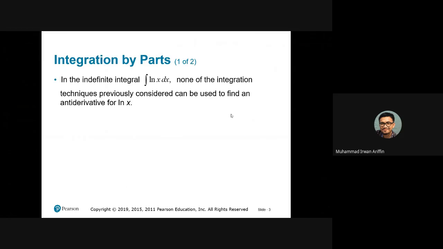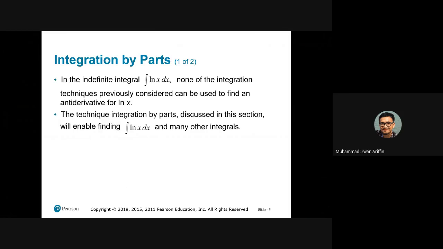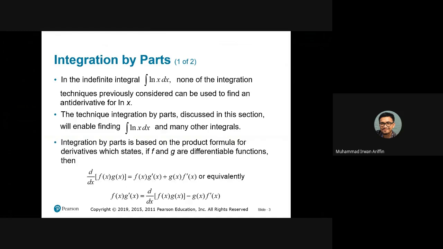So far, from the previous discussion on indefinite integrals, if the integrand or the function is a natural log function, for example natural log of x, none of the formulas or techniques that we considered can be used to find the antiderivative for the natural log of x. This technique, integration by parts, will enable us to find the integral of the natural log of x and many other integrals.